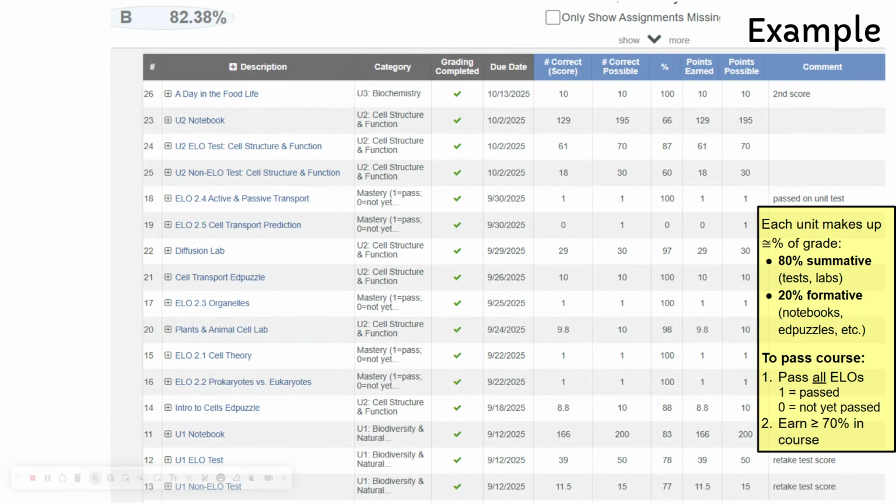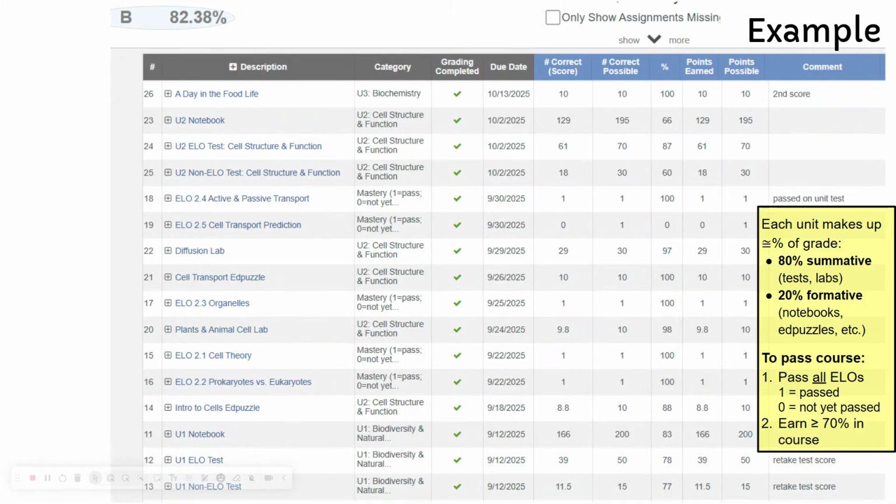So each unit makes up an approximately equal percentage of the grade, and that will be broken down into two different categories. 80% will be summative. This includes tests and labs. The 20% then will be formative, notebooks, ed puzzles, think more like homework.